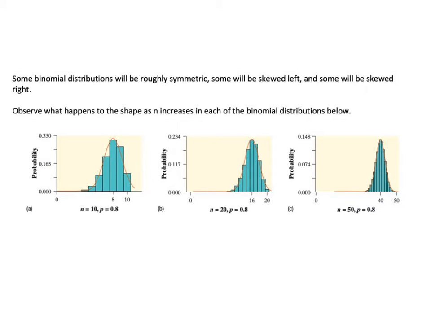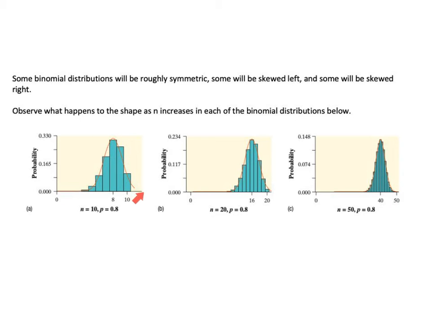So we just saw a binomial distribution that was skewed to the right. But sometimes a binomial distribution will be roughly symmetric, sometimes it'll be skewed left, sometimes skewed right. So here are 3 different probability distributions where the p-value is 0.8 in all of them, but check out what happens as n, like your sample size, increases. So, you know, if this were children again, this would be having 10 children, 20 children, 50 children.